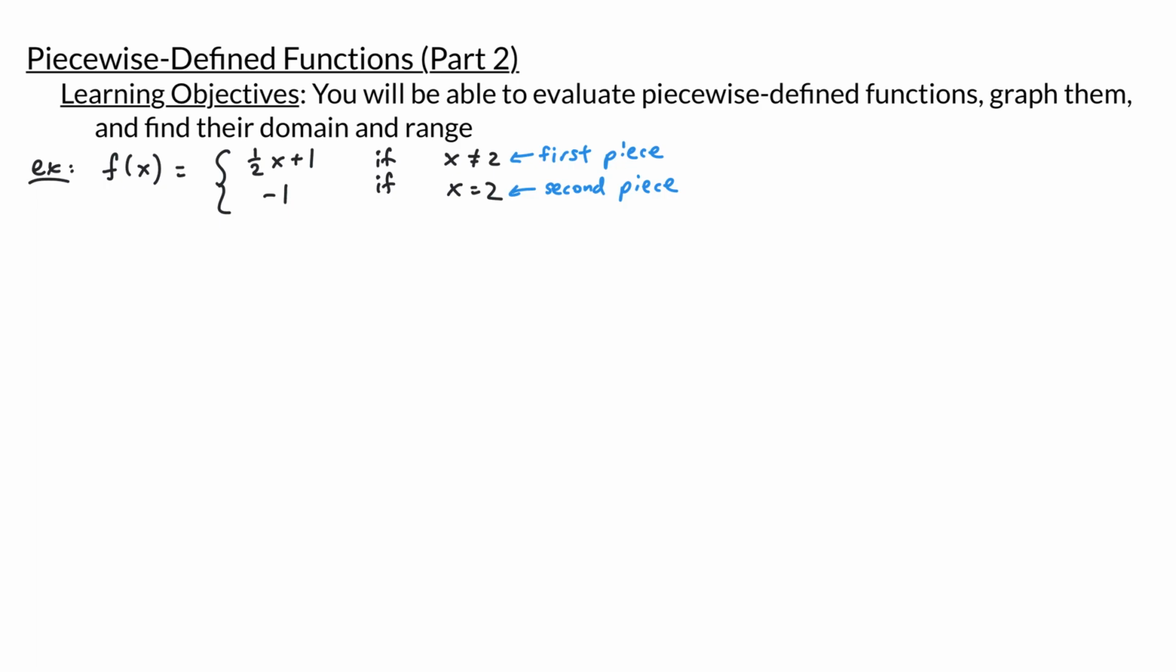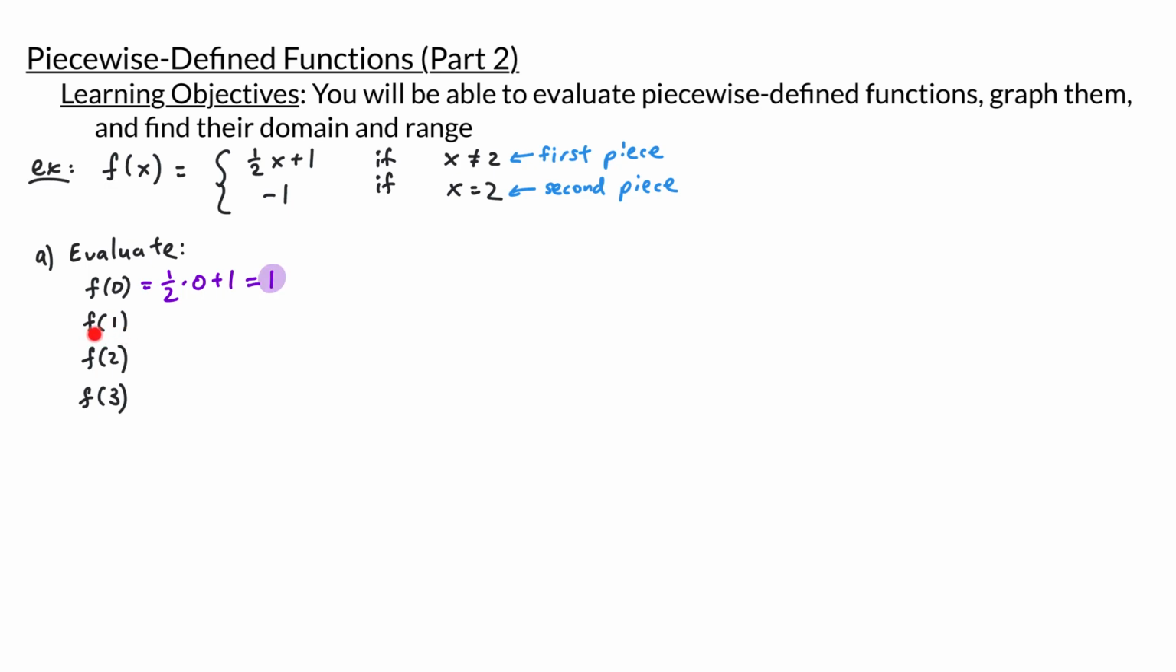Let's get some practice evaluating this piecewise-defined function. If we want to compute f of 0, meaning find the output when my input is 0, we first have to decide, is the input 0 in our first piece or the second piece? Since 0 is not equal to 2, this input is in our first piece, which means to compute the output, we would use the formula 1/2 x plus 1. So our output here is going to be 1/2 times 0 plus 1, which gives me 1.